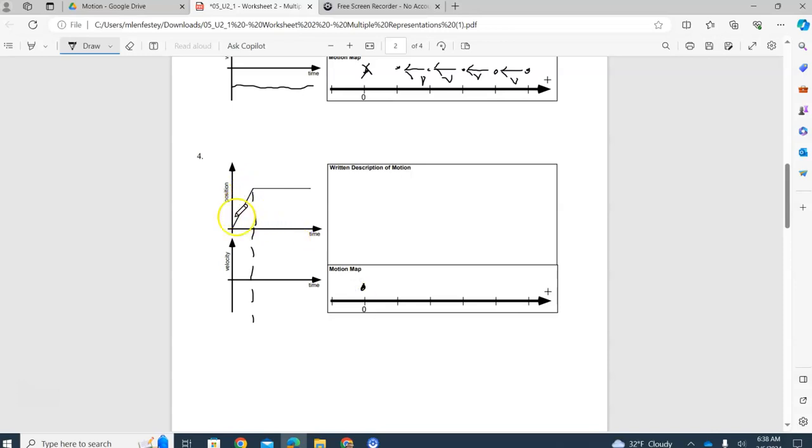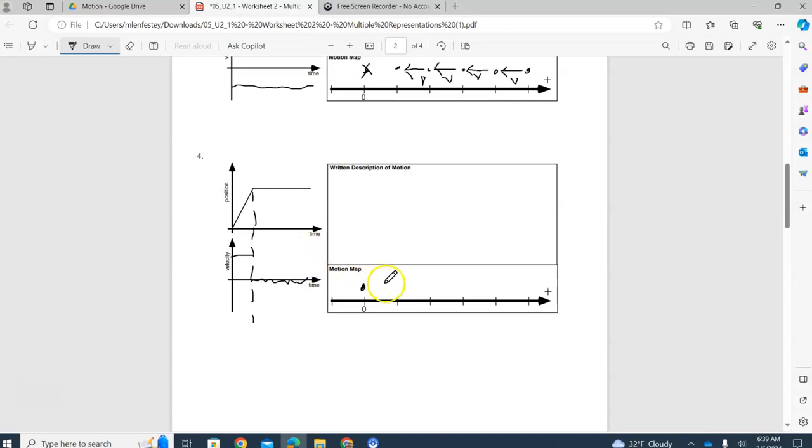And if you look at this, this has a very steep slope, so that means it's very fast, but it's constant fast, and it's positive. So I'm going to give it a positive velocity here, constant positive velocity. And then the slope here is 0, so that means the velocity is 0. It's not moving. So I'm going to go ahead and go like this. So the velocity is 0.